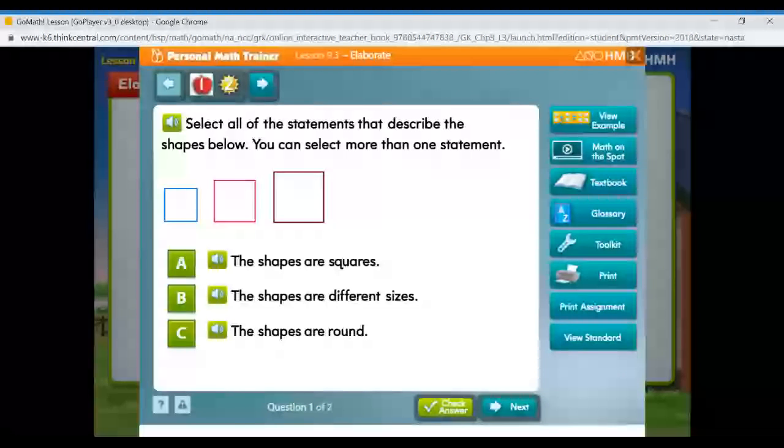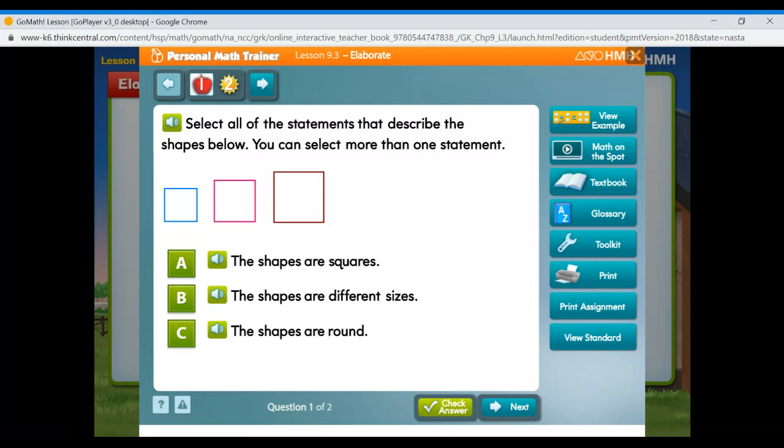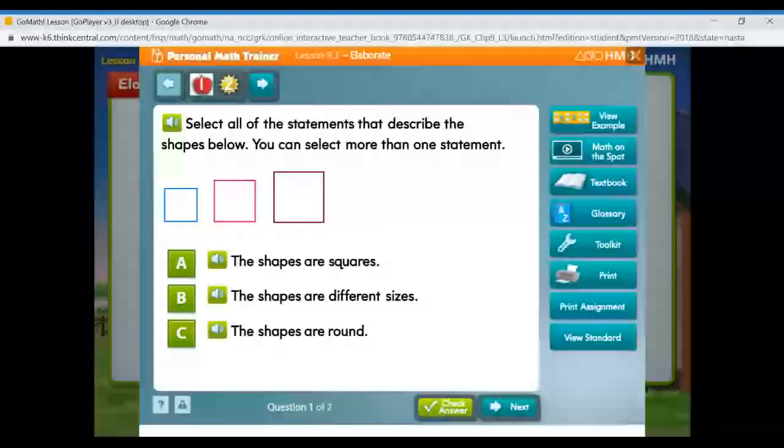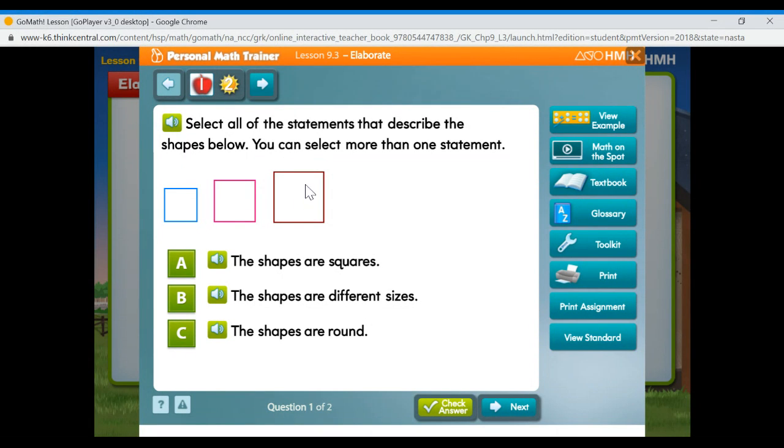I want you here to challenge yourself. Together, let's see what the personal math trainer is asking us. It asks us to take a look at these 3 shapes and think about what statements are true and what statements describe the shapes. This choice A says the shapes are squares. Thumbs up if you agree. I think they're all squares. You can choose more than one answer.